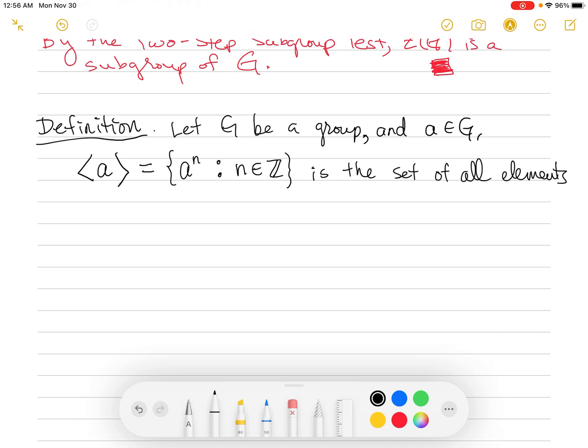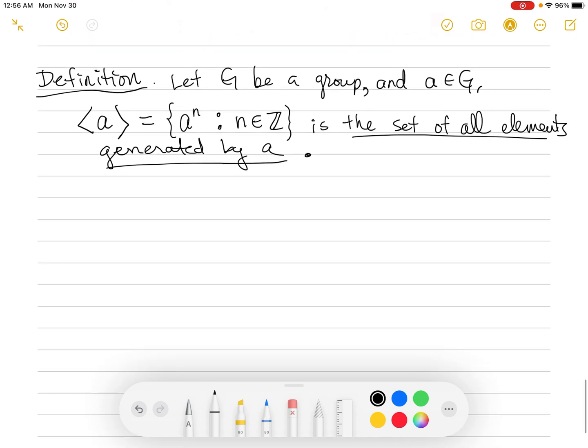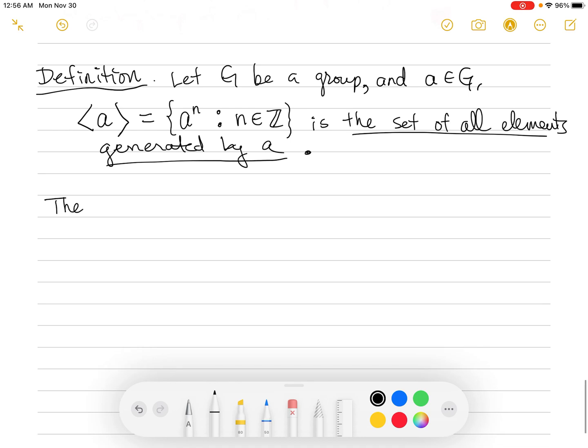The set of all elements generated by A. So all the powers of A, positive powers, the 0th power, which is the identity, and then negative powers. So we're going to actually prove that this set generated by A is a group. That's what we want to prove. So this is Theorem 7.14.